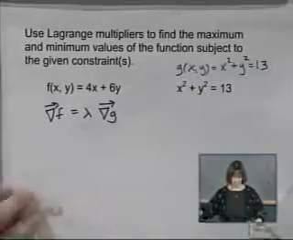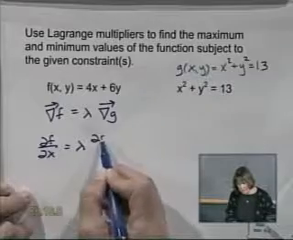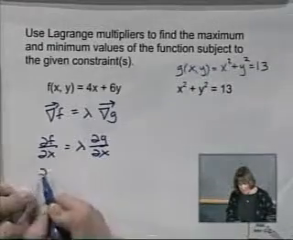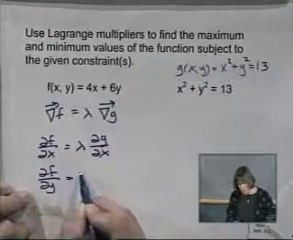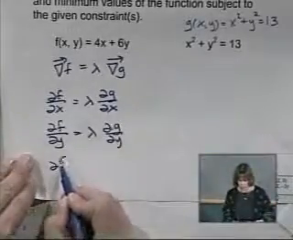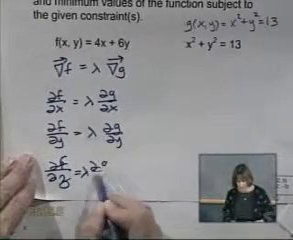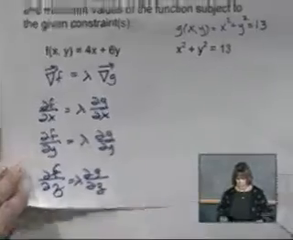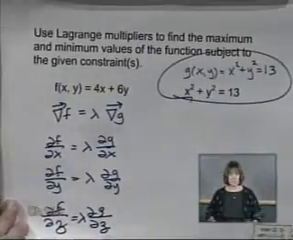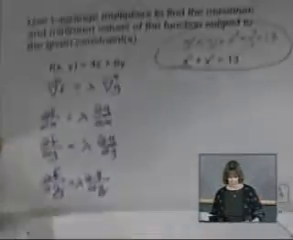This means the partial of f with respect to x must equal lambda times the partial of g with respect to x. The partial of f with respect to y must equal lambda times the partial of g with respect to y. And lastly, the partial of f with respect to z must equal the lambda times the partial of g with respect to z. Plus, we must satisfy the constraint that x squared plus y squared must equal 13.